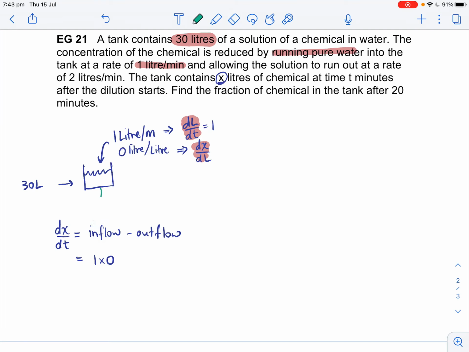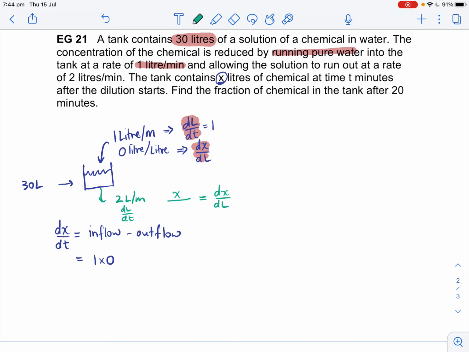So let's work out our outflow. Coming out is 2 litres per minute, and we don't know how much chemical there is in my tank at this time. So that 2 litres per minute is dl dt, and the rate of change of x with respect to litres will be x litres of chemical.